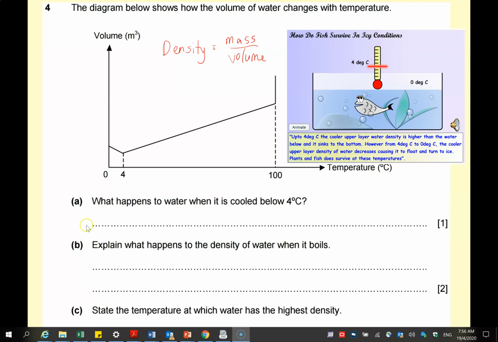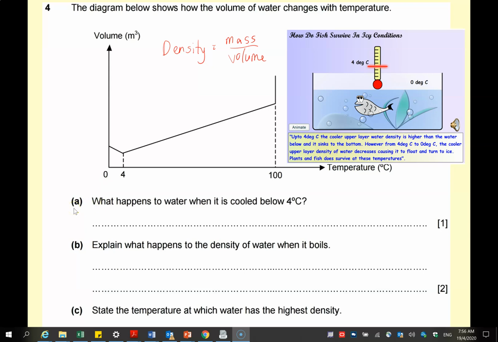Our last question today is based on a graph. And how do we interpret this graph? This x-axis is the temperature. So we are concerned with temperature at 4 degrees Celsius. And the y-axis is the volume of water.